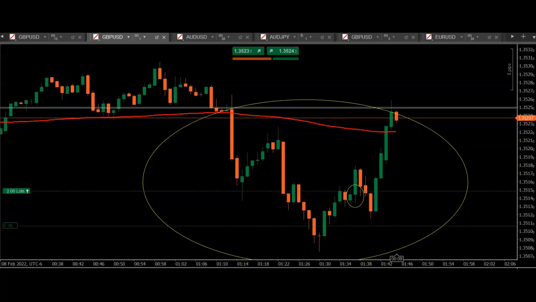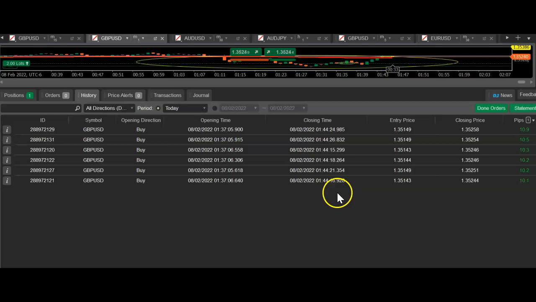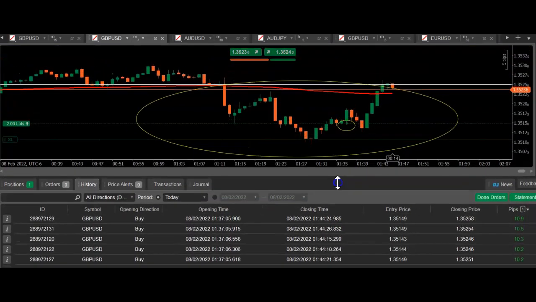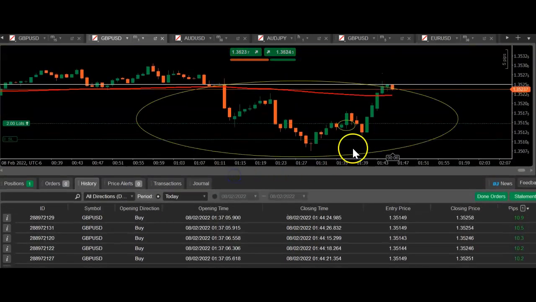Let's have a look at our trade history and see what kind of gains we got on that trade. Here we are on the 8th of February. The opening time was 1:37, closing time 1:44, so about 7 or 8 minutes. And 10, 20, 30, 40, 50, 60 pips, about 63 pips or so in 8 minutes. The great thing is that I put a bit of size on these pips. We've still got 9 pips running in the tank, but we're done for the day. So that's 8 minutes of trading finished.